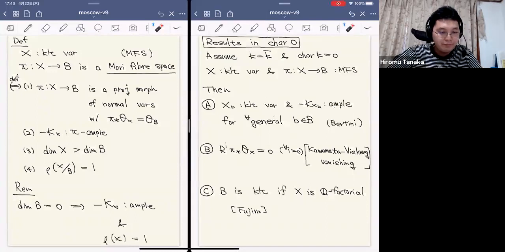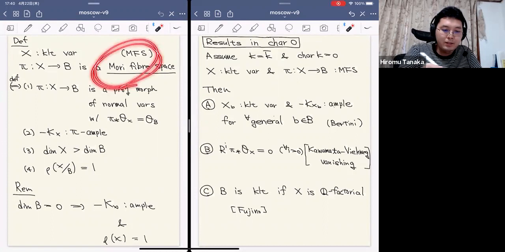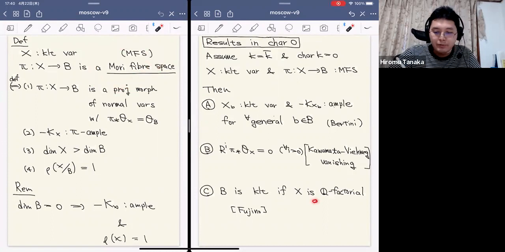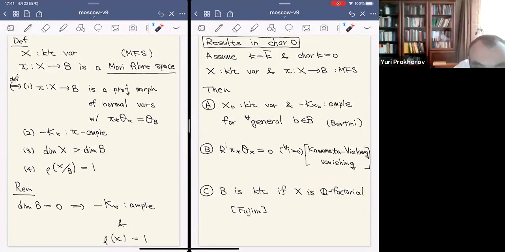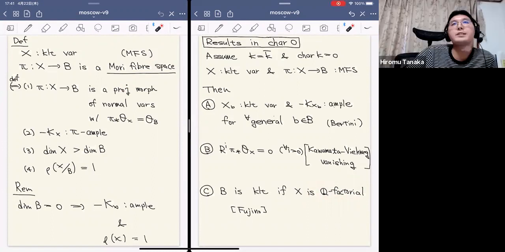And in many definitions, Mori fiber spaces are actually assumed to be Q-factorial. Some authors actually assume this condition, and this is actually a mild condition. And the base is Q-factorial as well, right? In that case, yes, B is Q-factorial as well.